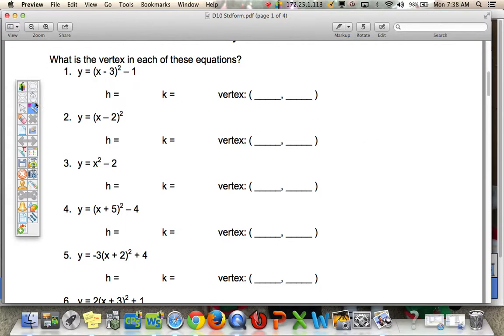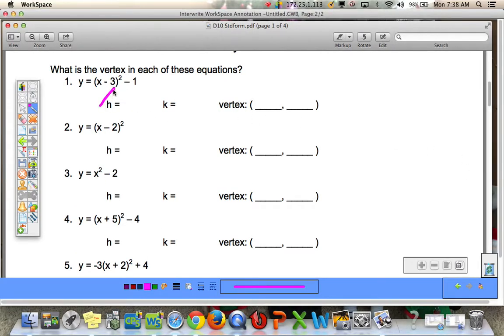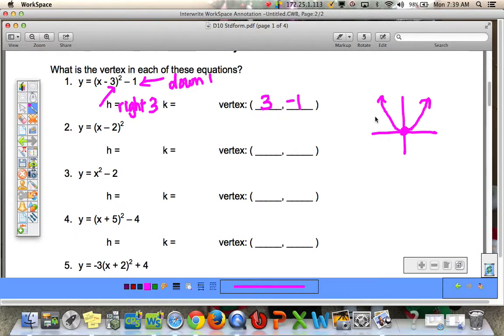So let's take a look at this. Minus 3 would be right 3, and the minus 1 would be down 1. So the vertex, if it's right 3, down 1, would be 3, negative 1. If you remember, for all quadratics, the parent function starts at 0, 0. So this one would be shifted 3 to the right, 1 down, and you could sketch the function.